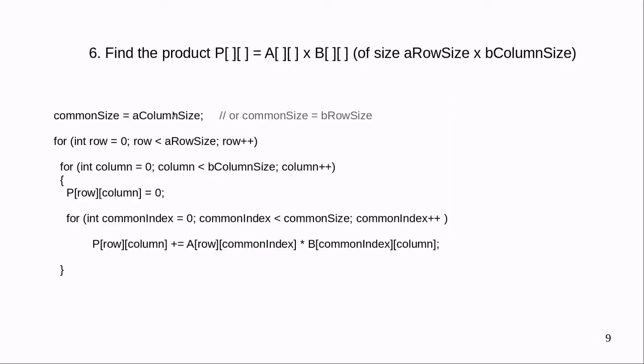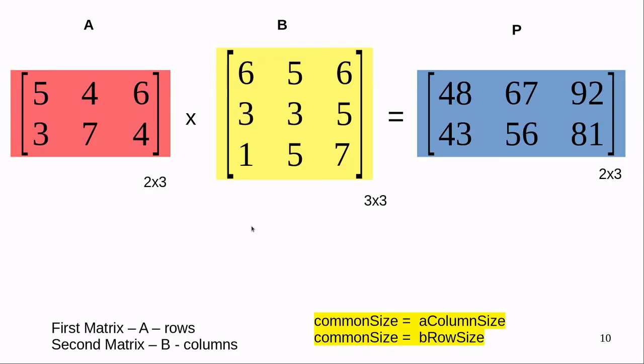This is the 6th step. This is a step which you may not be familiar with; the rest of the steps would have been familiar to you. Here we have 3 loops: int row equal to 0, int column equal to 0, and then there is another loop. Just for you to understand how the whole thing works, we'll go through the multiplication process once more. If we look at this particular multiplication, this is the first, the second, and this is the product.